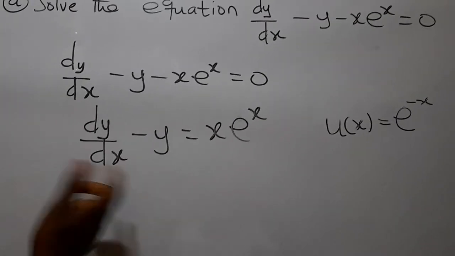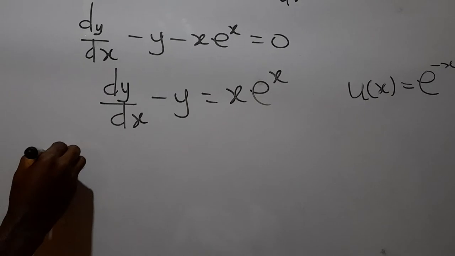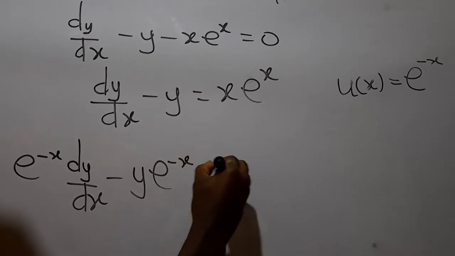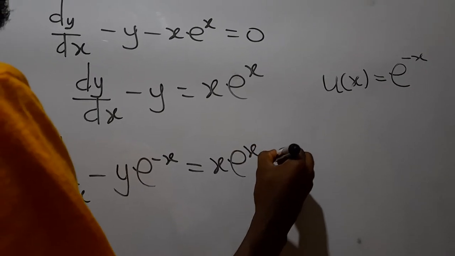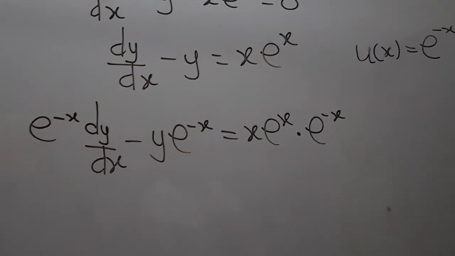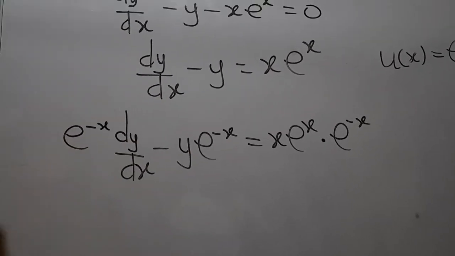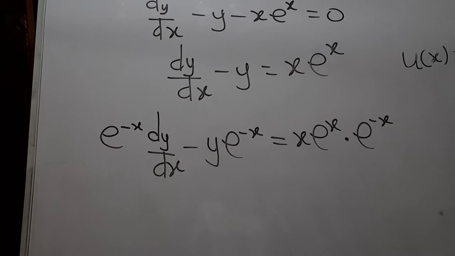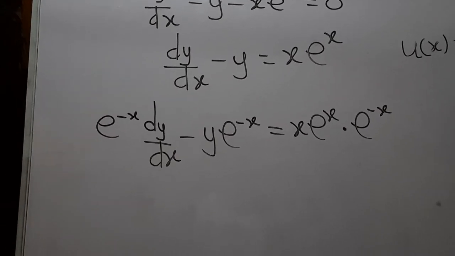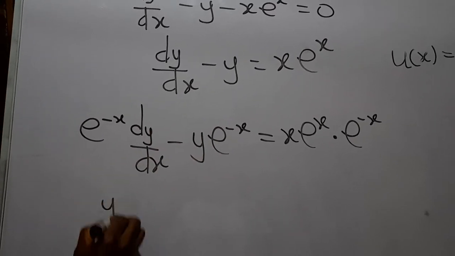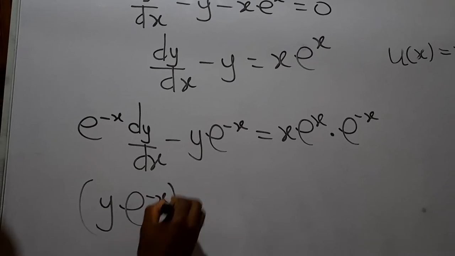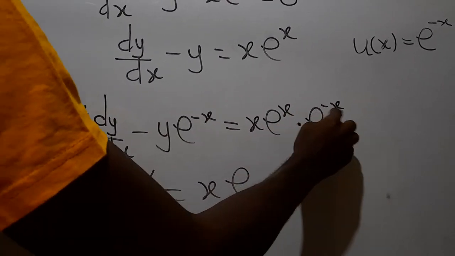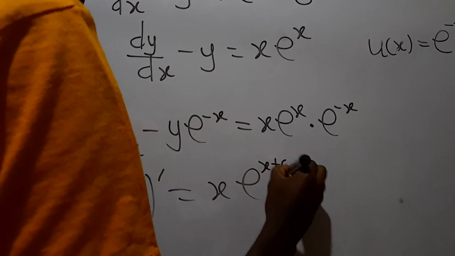So now let's multiply the integrating factor through the ordinary differential equation. So we have e exponent negative x dy over dx minus y e exponent negative x equal to x e exponent x times e exponent negative x. So after you multiply it through, the left hand side of the equation will just be the product differentiation of the integrating factor and the dependent variable. Please check out my videos on solving linear first order ordinary differential equations. So this will just be the differential of y e exponent negative x, equal to x. Here we can use indices, so we add x to negative x.